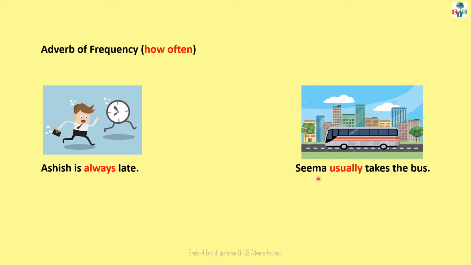Next example, Seema usually takes the bus. Now ask the question with how often. How often does Seema take the bus? Seema usually takes the bus. So, usually is an adverb of frequency in this sentence. Some examples of adverbs of frequency are once, twice, often, daily, regularly, etc.